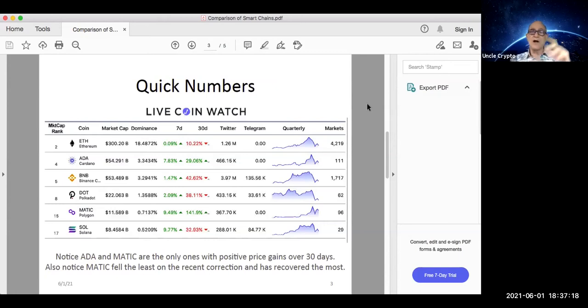On LiveCoinWatch, the way you favorite them is you click the heart. The heart that's white goes red, and that means it's a favorite. And then you can tell it to display just your favorites. And that's what I did. So that's what this is.